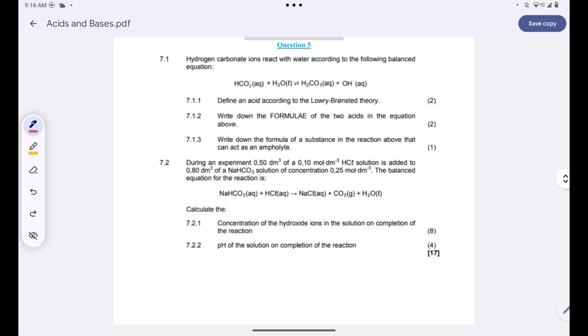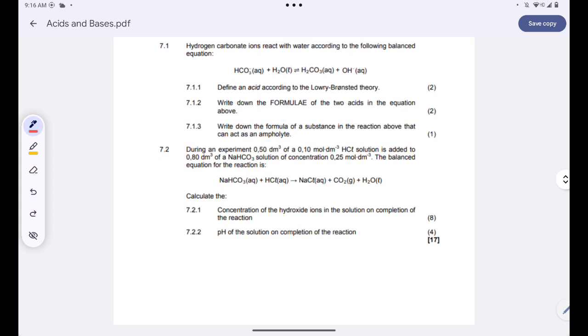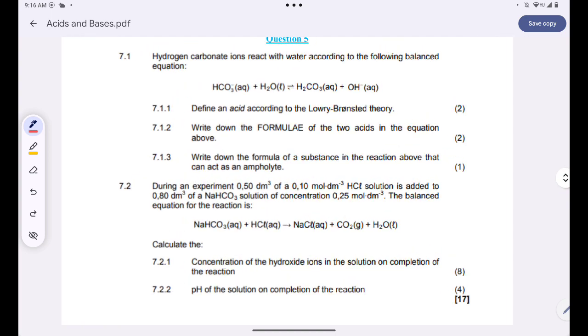Define an acid according to the Lowry-Bronsted theory. According to Lowry-Bronsted, an acid is a substance that ionizes in a solution to donate a proton. Write down the formula of two acids in the equation above.